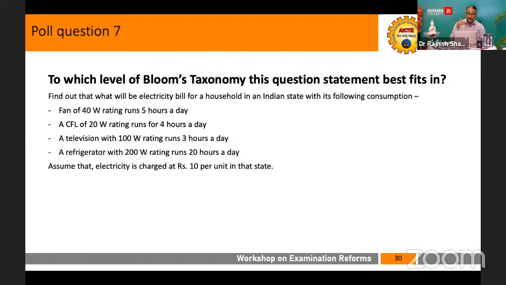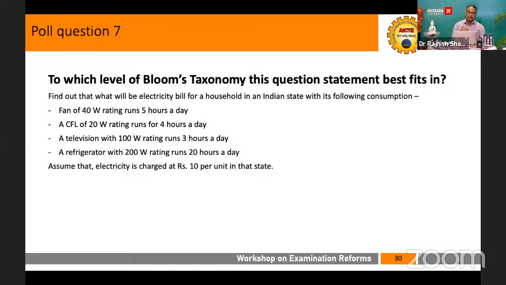Identify your question statements with the right level of Bloom's taxonomy. And I repeat, it is not written on the wall that a particular question will finally fit only in this particular level of Bloom's taxonomy. Your understanding and my understanding might be different. Your perception of a question, my perception, or your colleague's perception might be different.